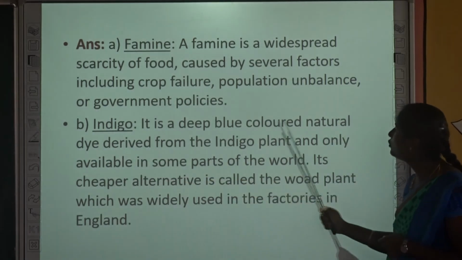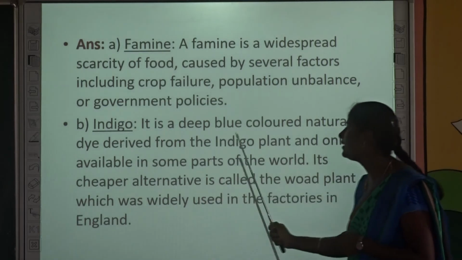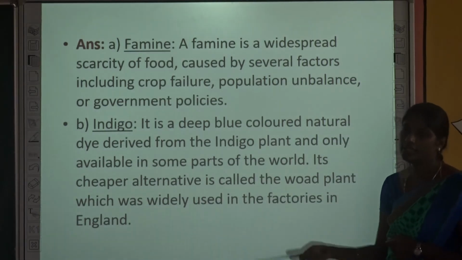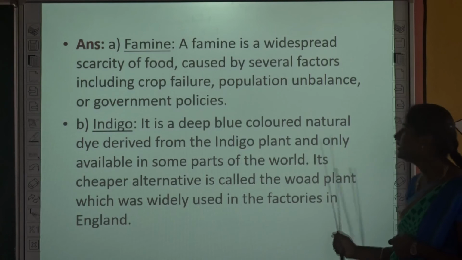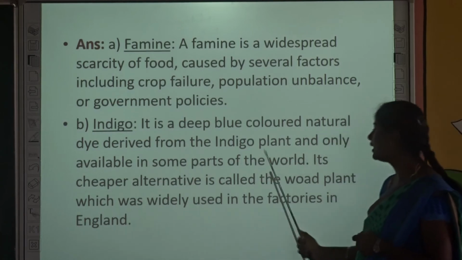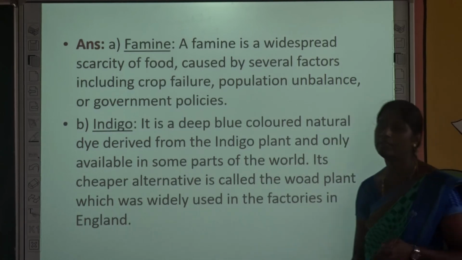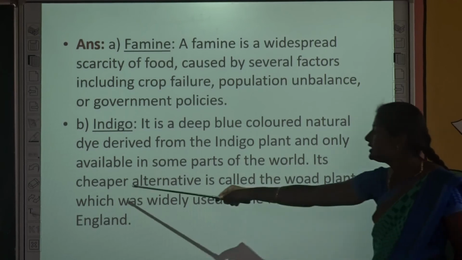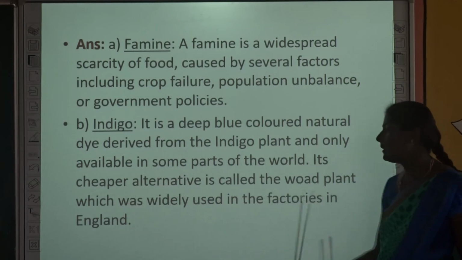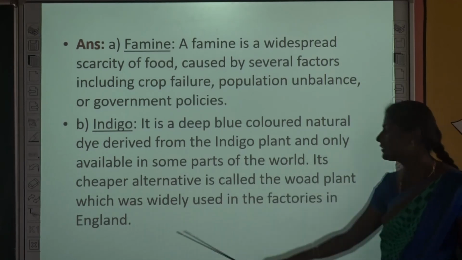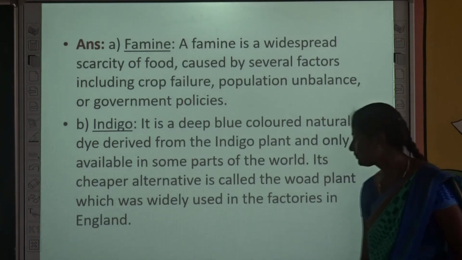And second one, define indigo. It is a deep blue colored natural dye derived from the indigo plant. So it is a dye extracted from the indigo plant and only available in some parts of the world. Its cheaper alternative is called the woad plant, which was widely used in factories in England.